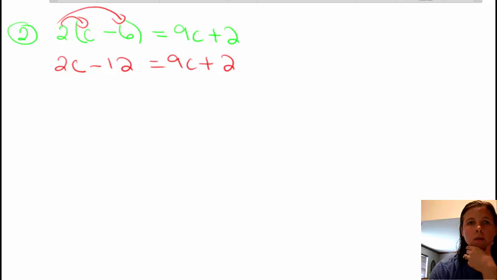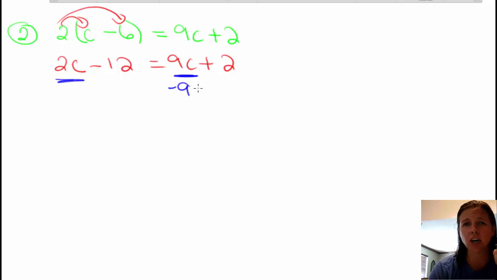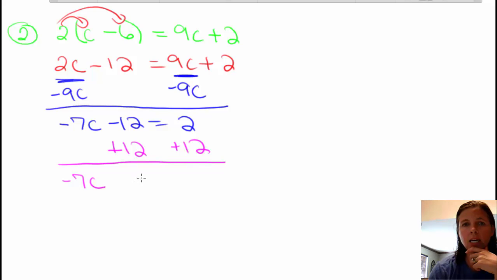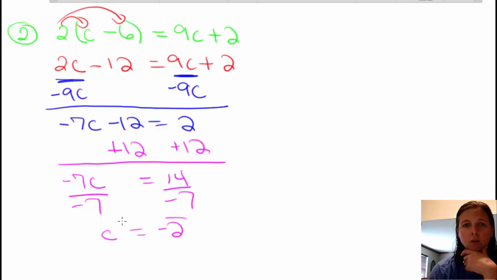All right, now we have to get all the variables on one side. I could just say you need to get all the variables on one side to start if you want, but you don't have to do that. So this would be negative 7c minus 12 equals 2. Again, you could have started by adding 12. It doesn't matter. Okay, so then we're going to add 12. So we have negative 7c equals 14. Divided by negative 7, so c equals negative 2.